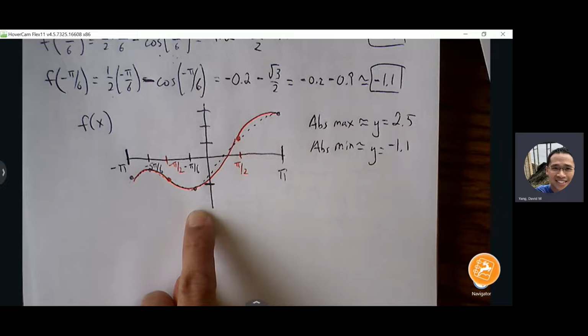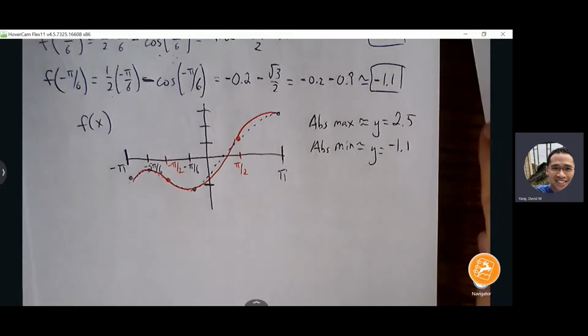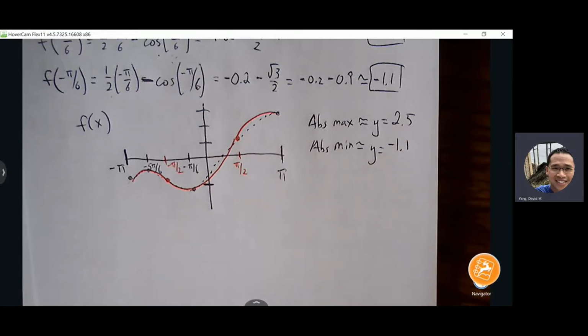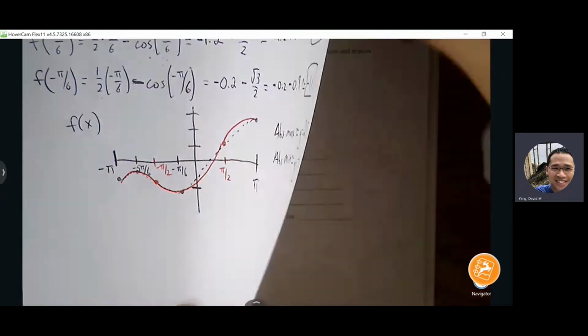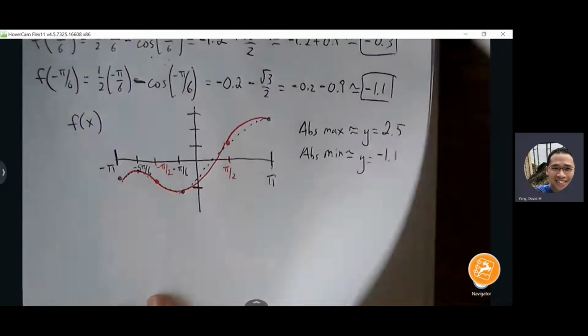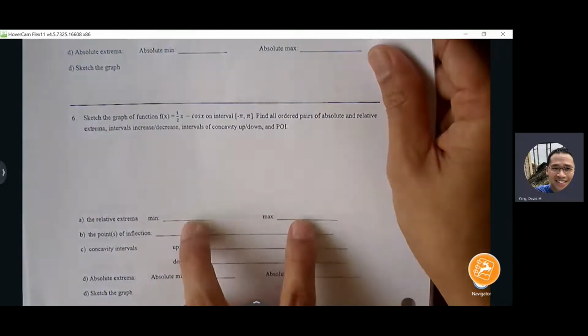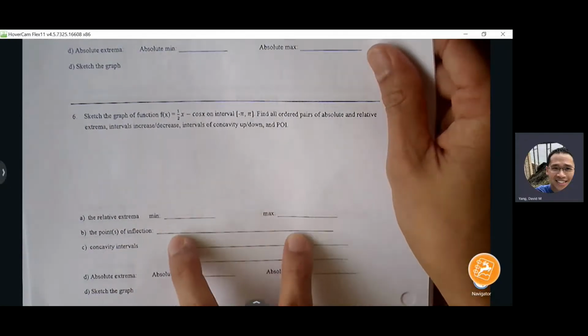Does that make sense? Okay. So see if you can fill out these values. Number 6, right? Relative max. So everything here, you can just pull from your sign lines.